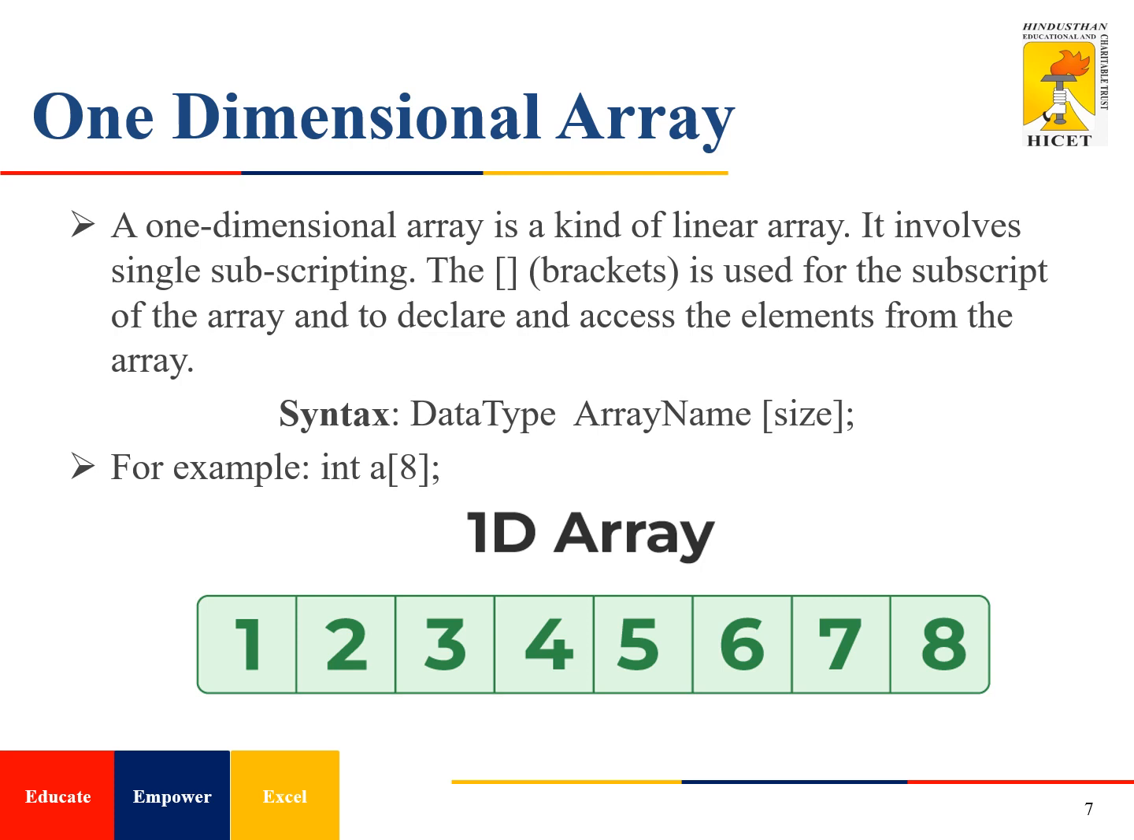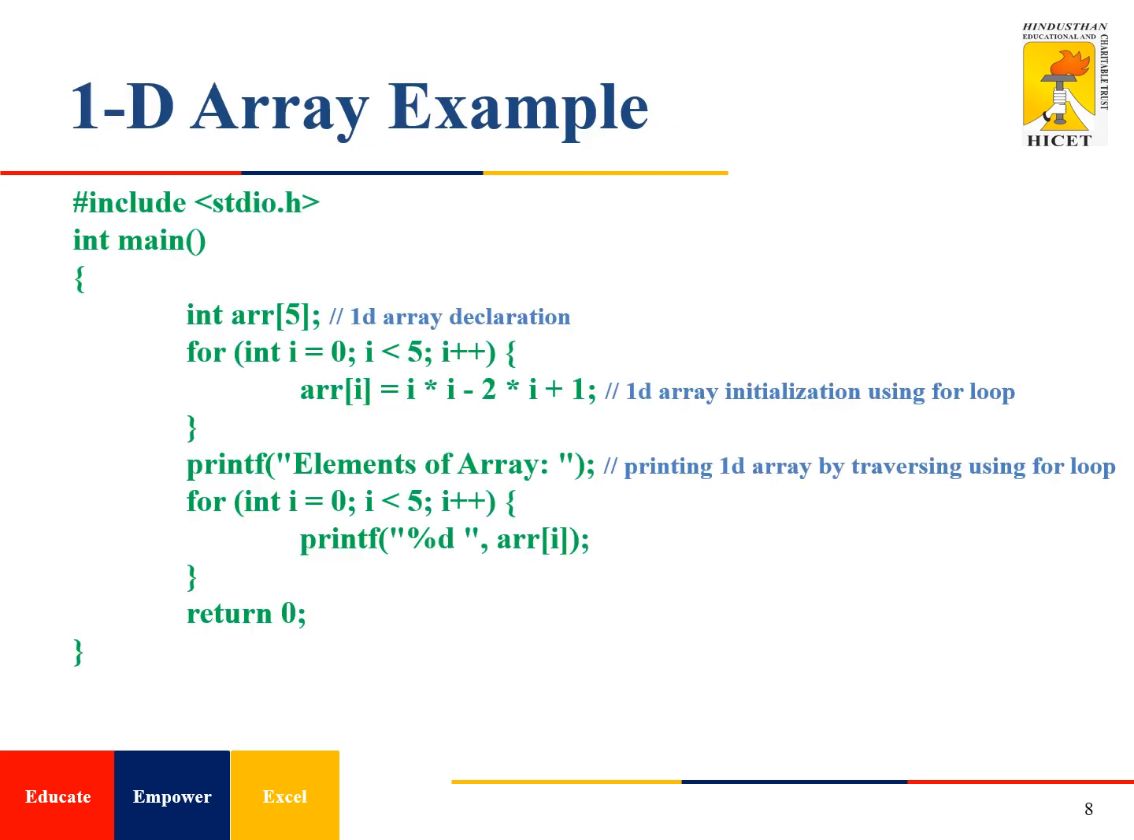It is a one-dimensional array. The pictorial representation of a 1D array is 1, 2, 3. I'm just assigning 8 elements to an array, and its memory size is 8. So I'm assigning 1 to 8, and the index values start from 0 to 7. And that is an example using a one-dimensional array.